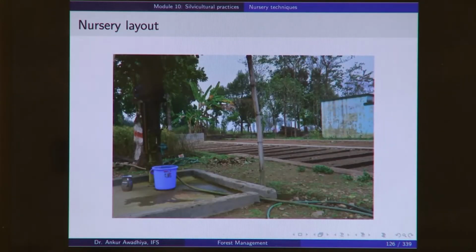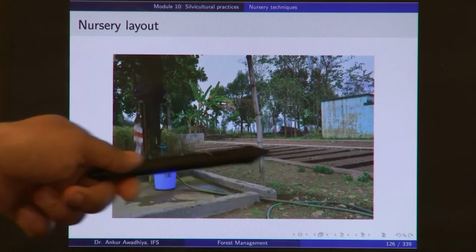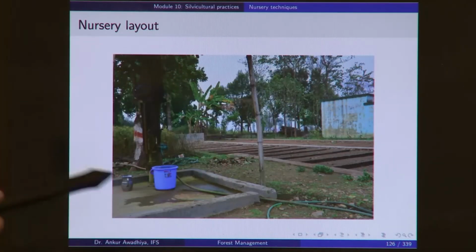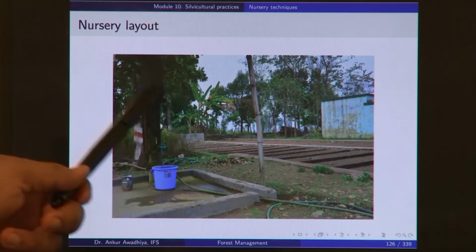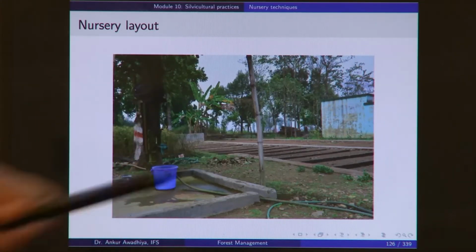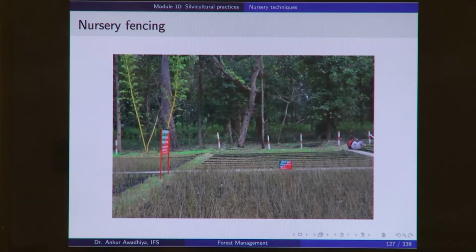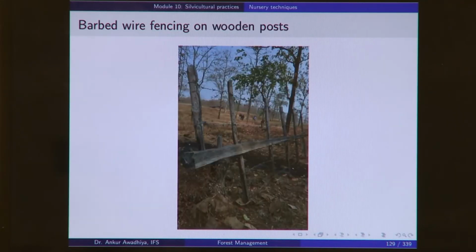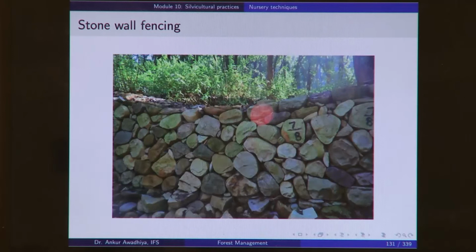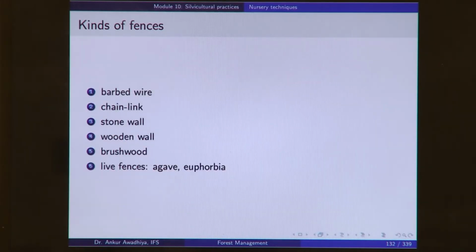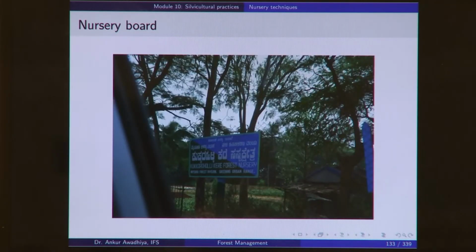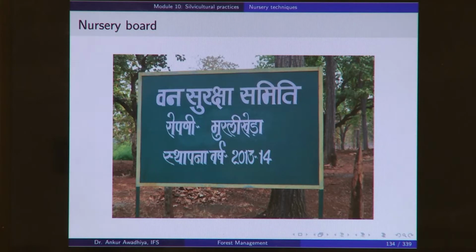Typically, in a nursery you will have the seed beds, certain storerooms, a source of water, certain trees to provide shading when required, roads, and fencing. A nursery fencing can be a barbed wire fencing on wooden post, brushwood fencing, stone wall fencing, chain link fencing, live fencing and so on. A nursery is identified by a board, and these days at times the setting up and running of a nursery is also given to the samitis.